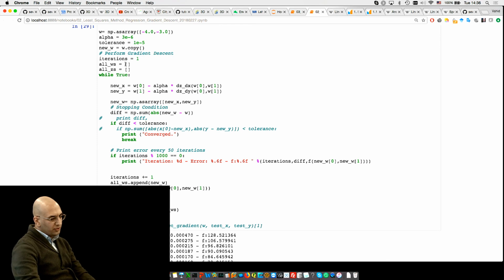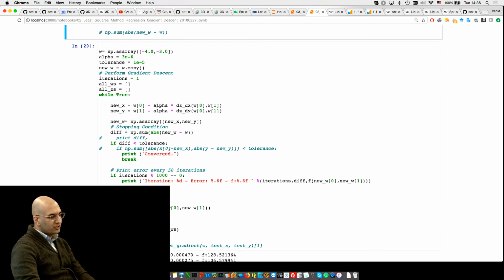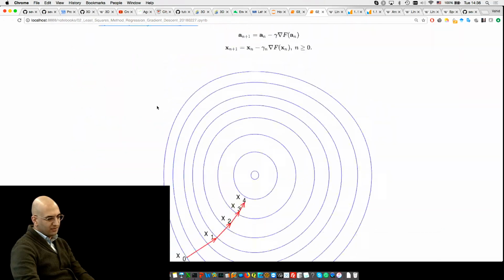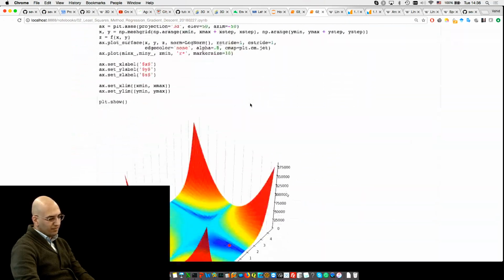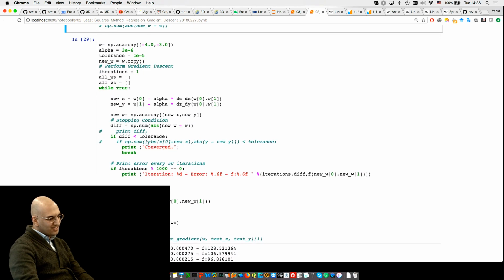It's just one loop. You just say while true. You start with any arbitrary point. I just say -4 and -3, and then you just have this gradient function. It's right for any of them. And then you just say new x is the previous x, w0, minus alpha. Alpha is the step size, or you can call it the learning rate, multiplied by the partial derivatives. That's it. And then you just say until I get good results, don't stop.